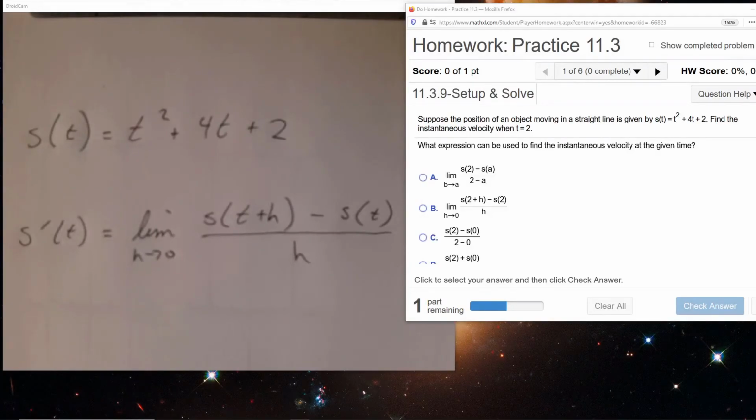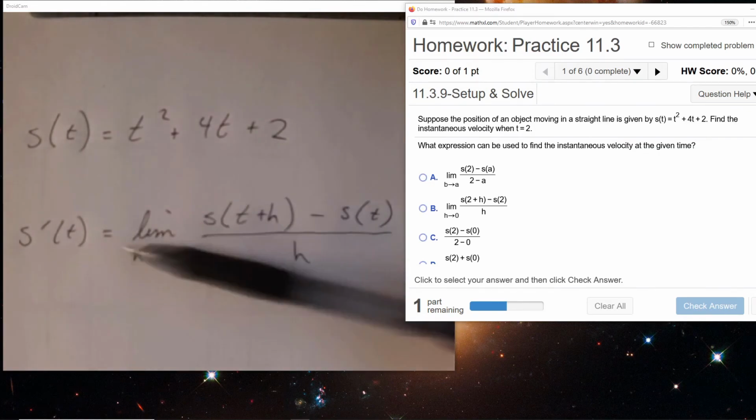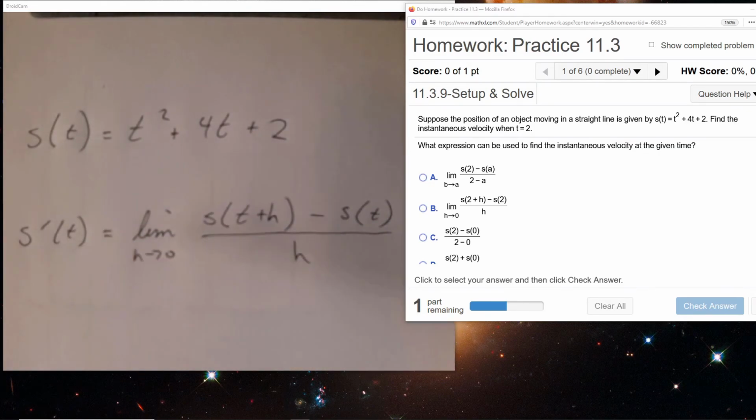So let's check out practice 11.3. And just looking at the first problem here. So I've already written down the function here. And here is the derivative. So s prime. And our input variable here is t.